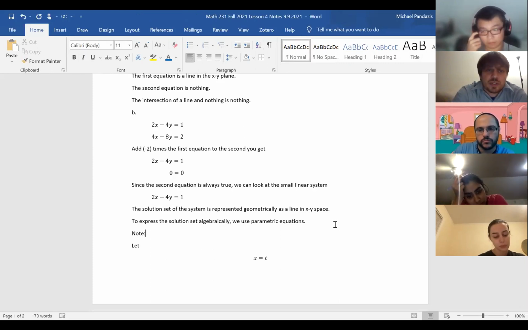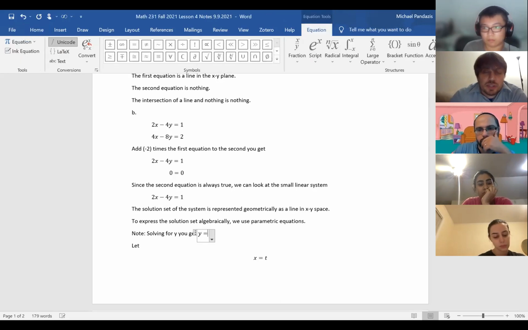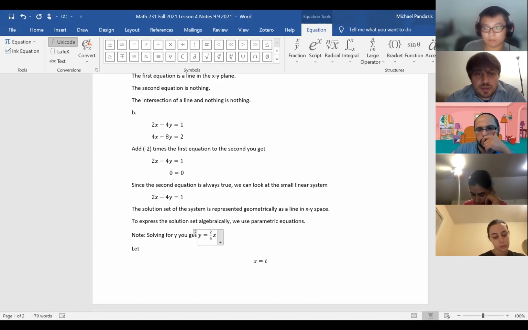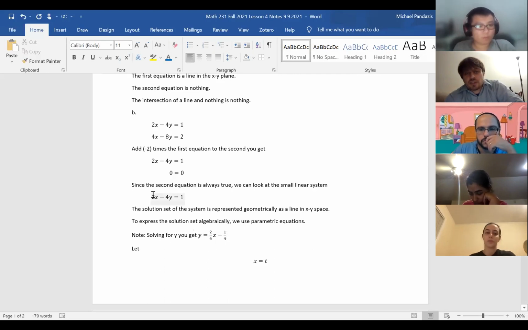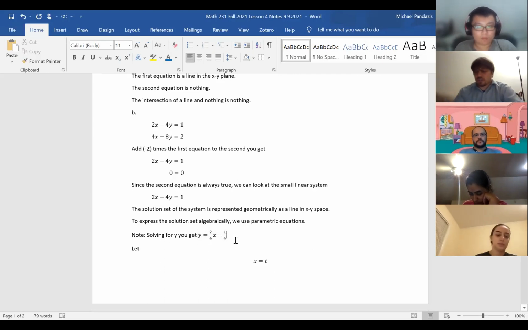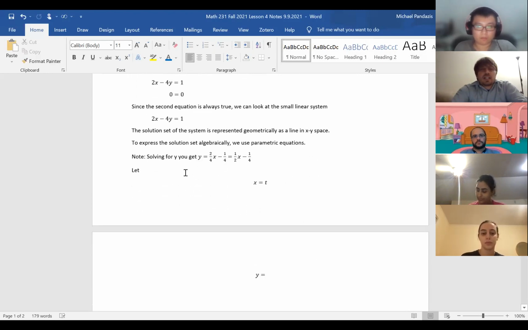Okay, well, let me just put a note. Note, solving for y, you get that y is equal to 2/4 x minus 1/4. If you bring the 4y to the other side, you get 4y equals 2x minus 1. And so divide both sides by 4, and you get y is equal to 2/4 x minus 1/4, right? Does that make sense? So you're just solving algebraically for y. That's equal to 1/2 x minus 1/4.